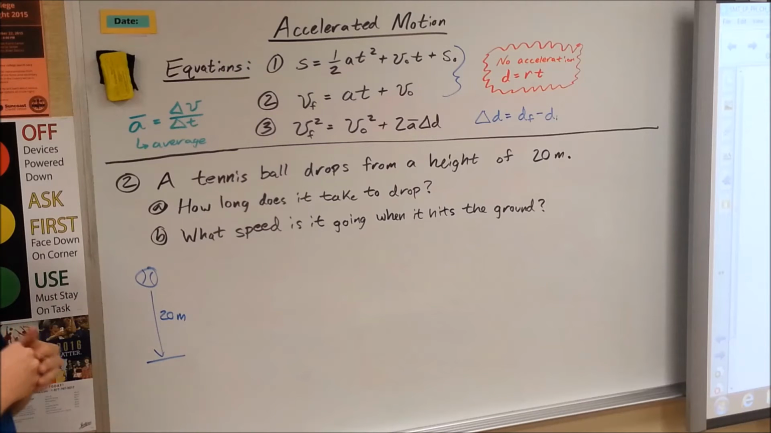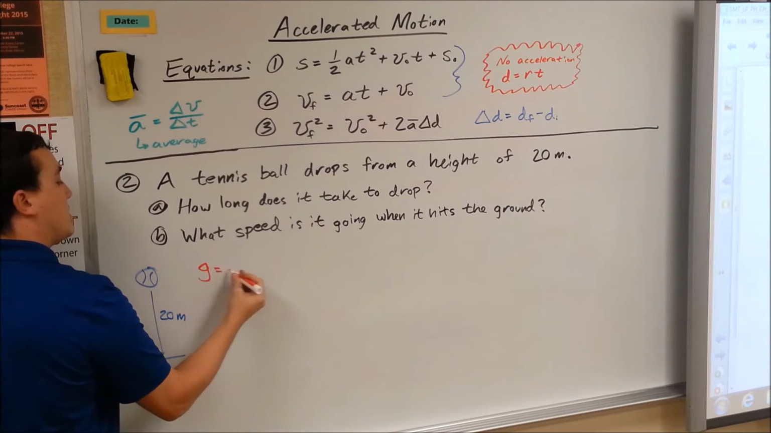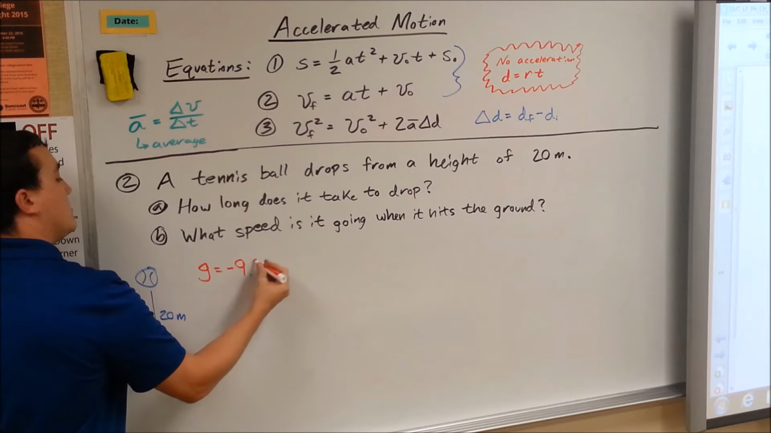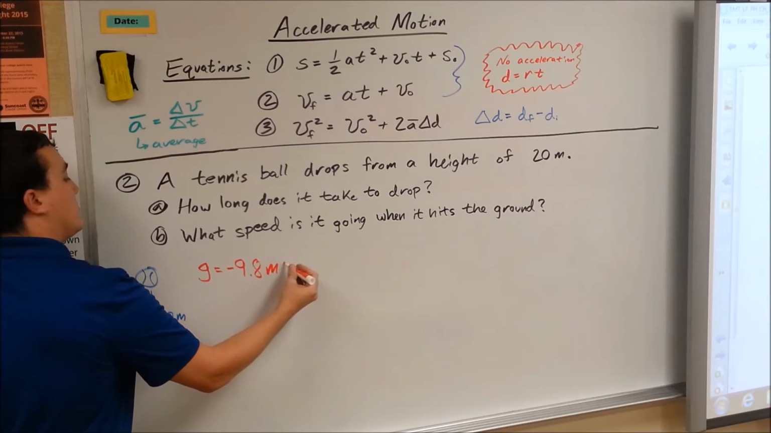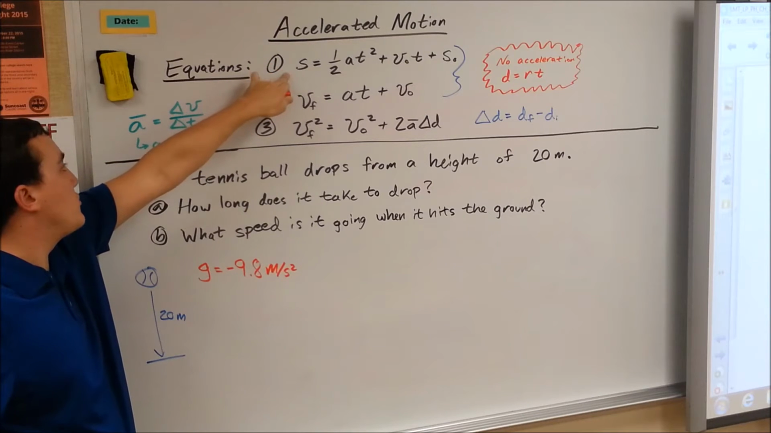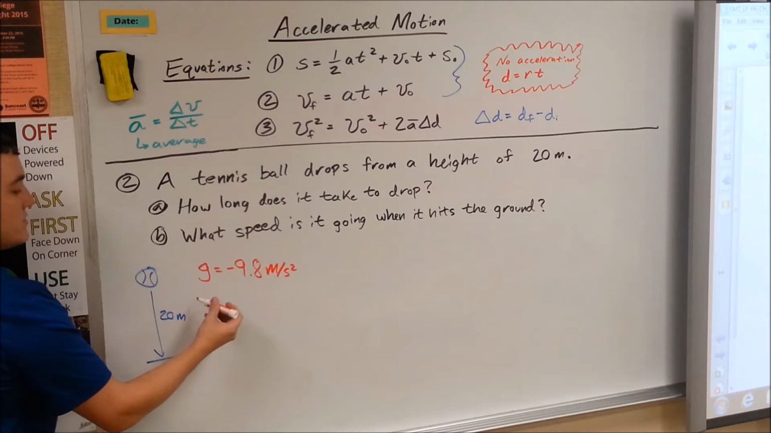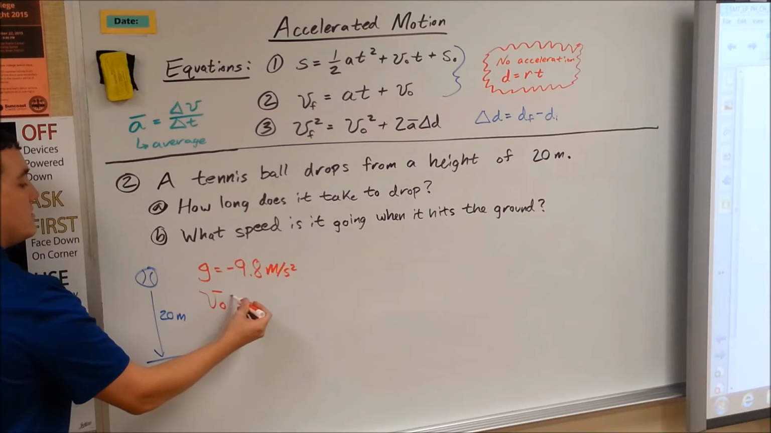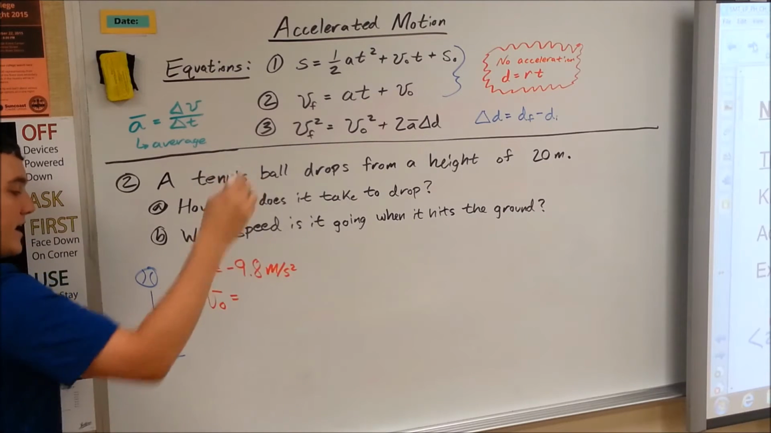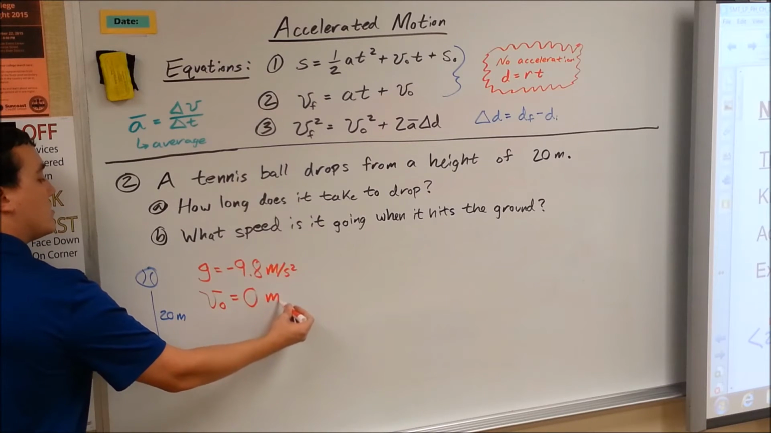Whenever you're dealing with acceleration from gravity, because that's what we're using here, we know gravity equals negative 9.8 meters per second squared. We're going to be using that equation. That's probably the most important equation in this entire section. So gravity is negative 9.8. We know we're just dropping the tennis ball, so the initial velocity is 0, because we didn't give it any motion before we just dropped it and let gravity take it.